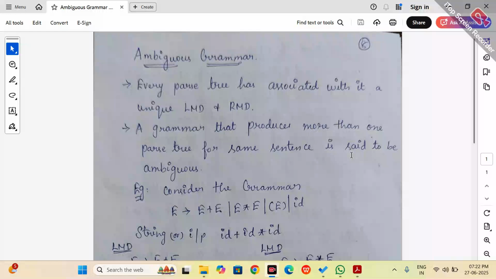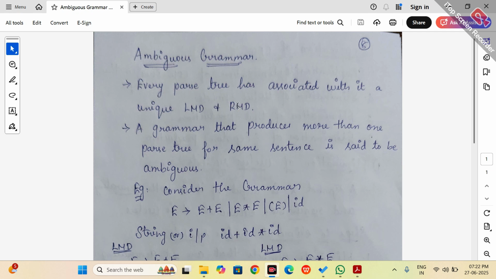Today I am going to explain about ambiguous grammar. Grammar, as you already know, contains some set of productions, and from the starting symbol you have to derive some set of strings. That is a grammar. An ambiguous grammar is one that produces more than one leftmost derivation or more than one rightmost derivation for the same sentence. That is nothing but an ambiguous grammar.